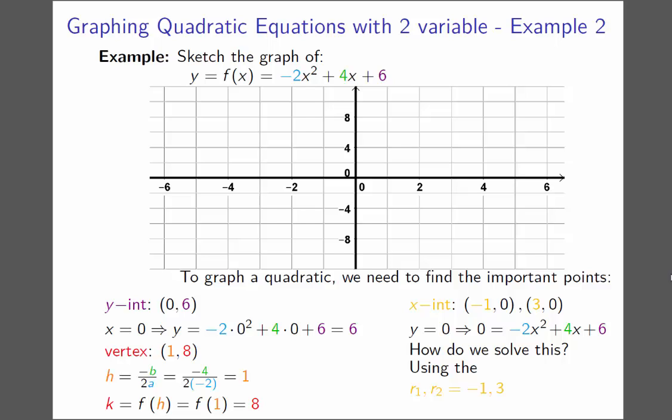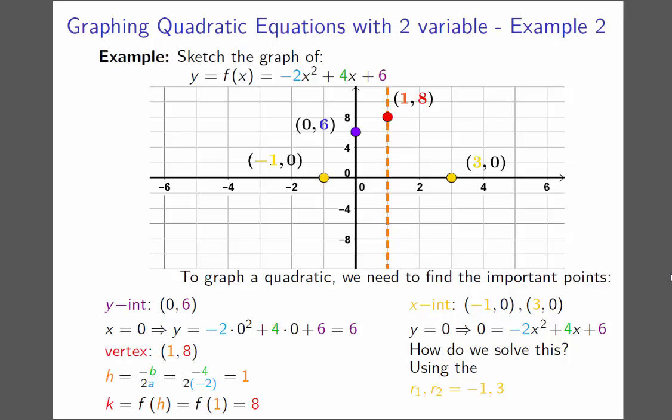Now we can start plotting our points, starting with the y-intercept at (0, 6). Then we can plot our x-intercepts at (negative 1, 0) and (3, 0). And finally our vertex at the point (1, 8). Now that we have all of this plotted, we can start graphing our parabola. In graphing it, we want to keep in mind that the parabola is symmetric across the line x equals 1, going through the vertex. So if we can draw the parabola on one side, then we know what it looks like on the other side as well.